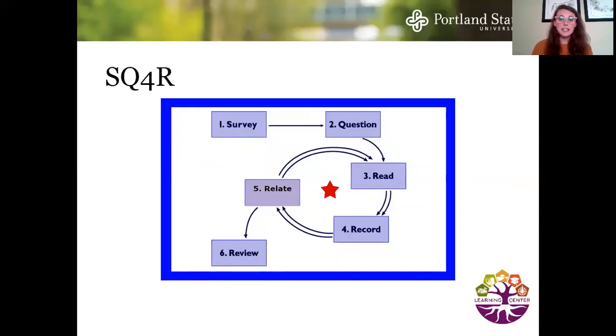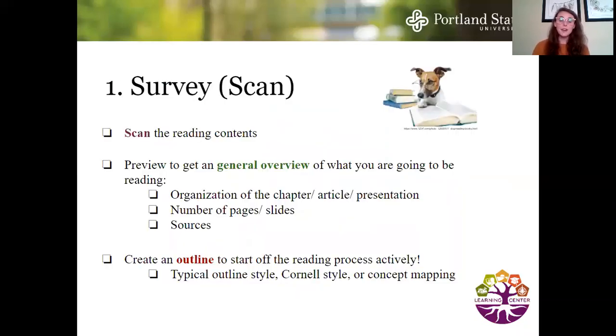So the components of SQ4R, we're going to go through each of them in depth, but just to overview them, the first one is survey, second one is question, then read, record, relate, and review. So we'll go through each of those one step at a time. So the first one, survey or scanning. This is your first step because you're just skimming through the material, and obviously we're not stopping after step one, right? We still have Q and all the other R's to go.